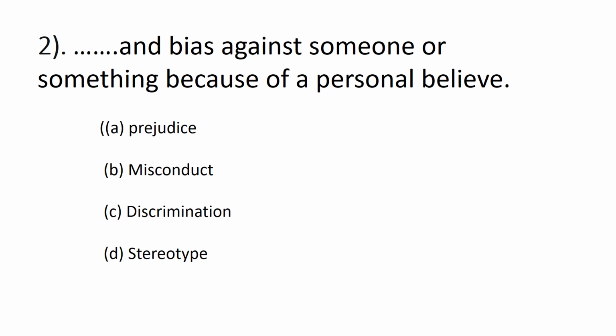Number 2: bias against someone or something because of a personal belief. A, prejudice. B, misconduct. C, discrimination. D, stereotyping. The correct answer is prejudice. If anybody has bias against a personal belief, it is prejudice.